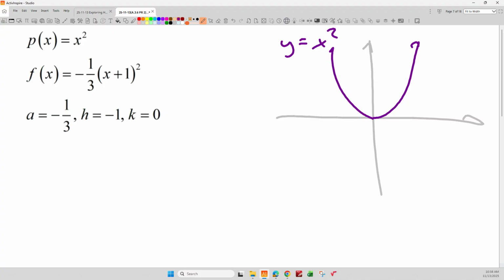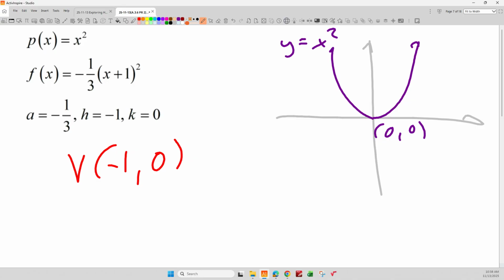Where's the vertex of a parabola like this, of x squared? It's kind of the point of the U, the bottom of the U. What's the location of that for my parent graph? 0, 0. Okay. Can you guys tell me what the location of the vertex would be for f of x? Zero, zero? No, not really, because we've done something to it. Negative 1, 0, exactly.